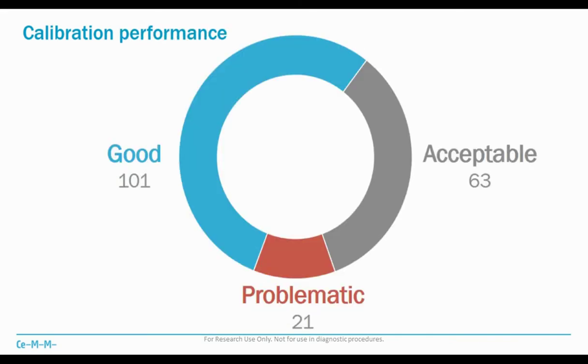If we look at the calibration performance, for the majority of compounds we had really good calibration performance. Good in this regard means the R squared is higher than 0.95, and we have at least 6 points in the calibration curve. Then there were around 60 compounds with acceptable performance, and acceptable means the R squared is higher than 0.92, and we have at least 5 points in calibration.